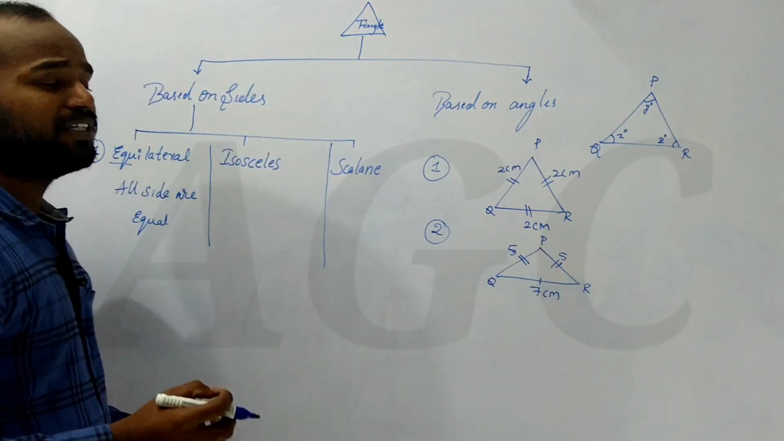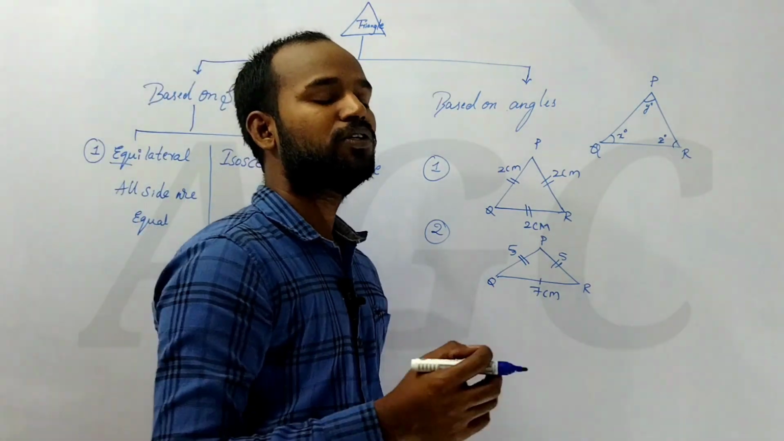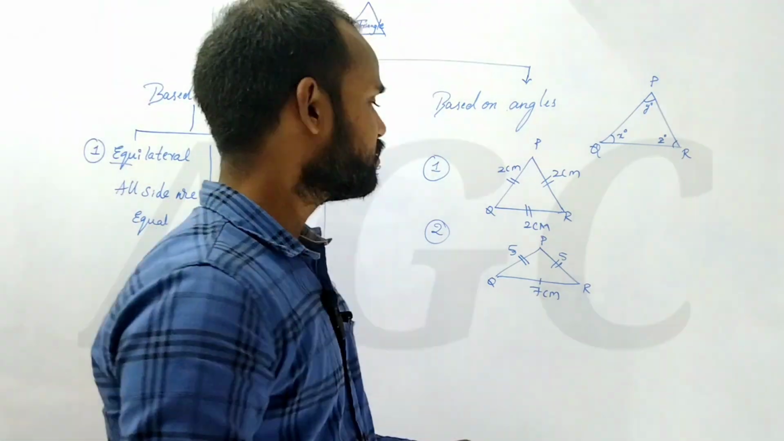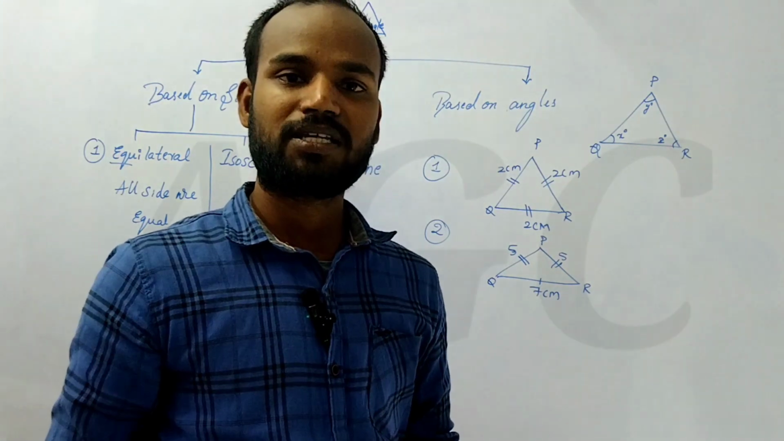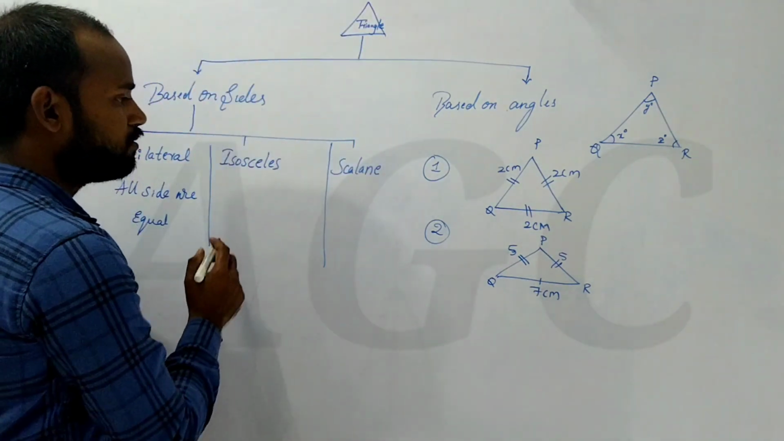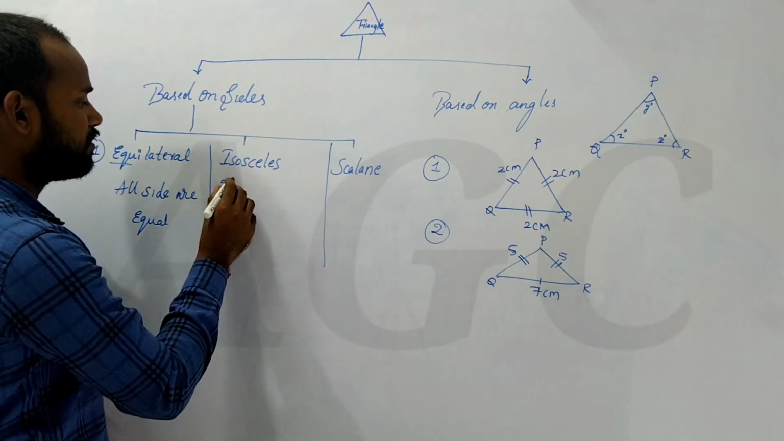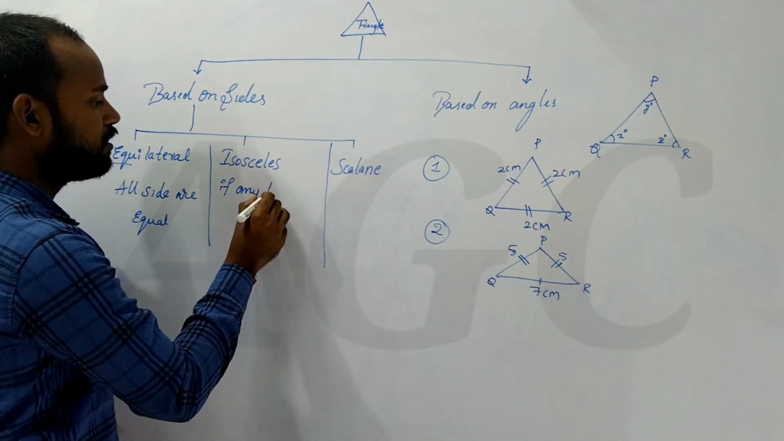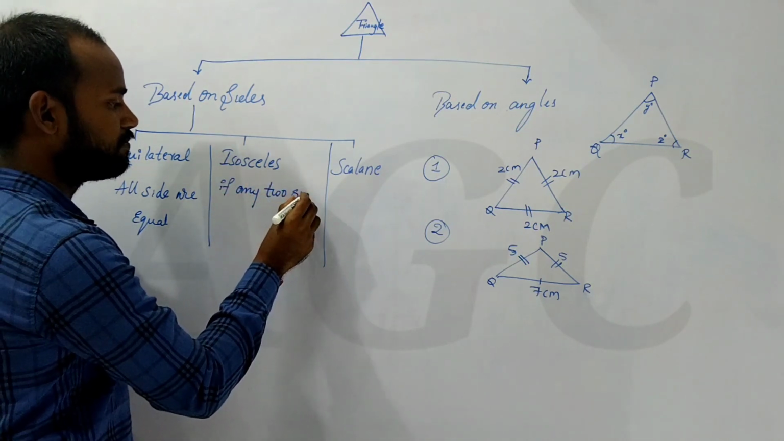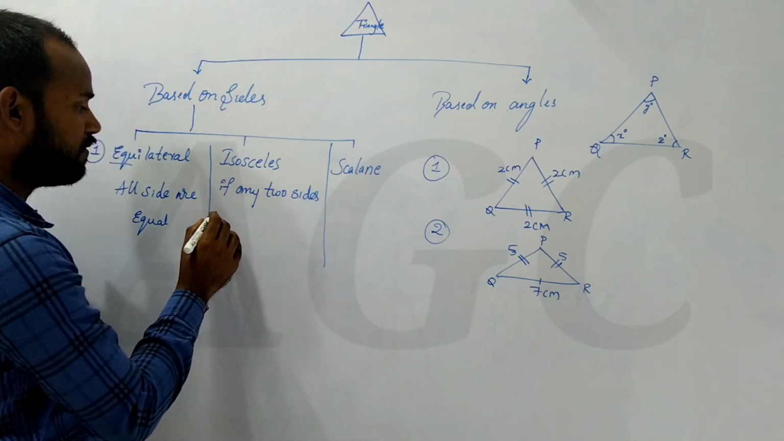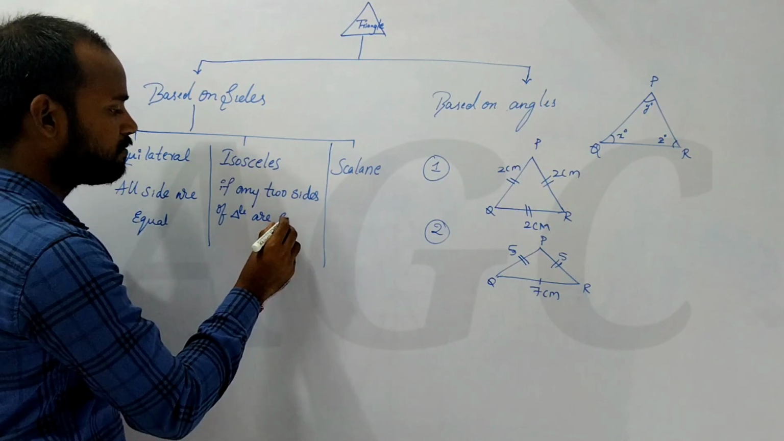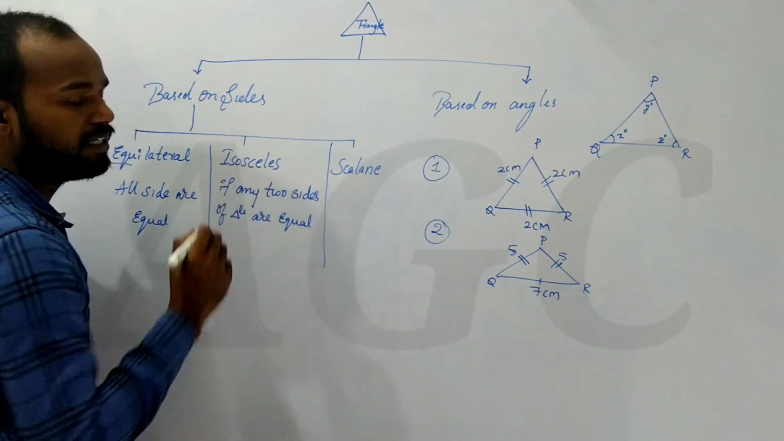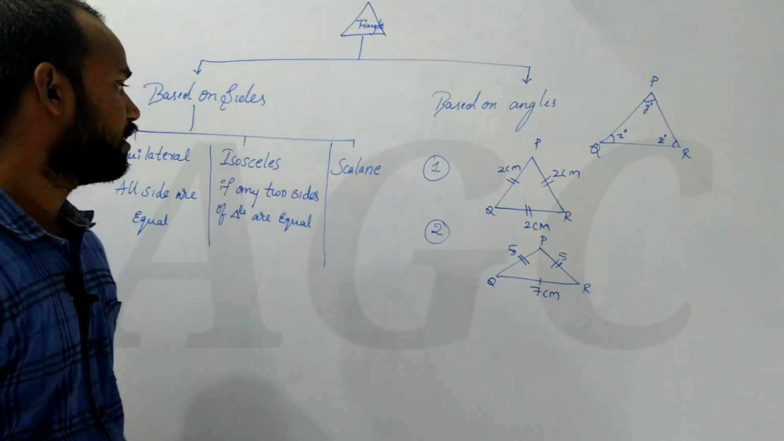Now, what is the definition of an isosceles triangle? If any two sides of a triangle are equal, then the triangle is said to be an isosceles triangle.